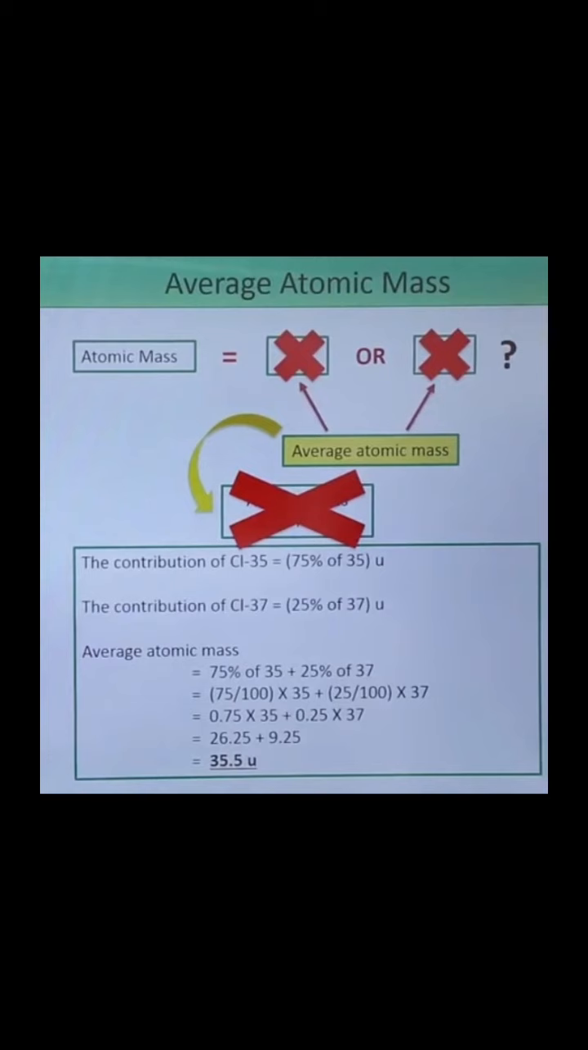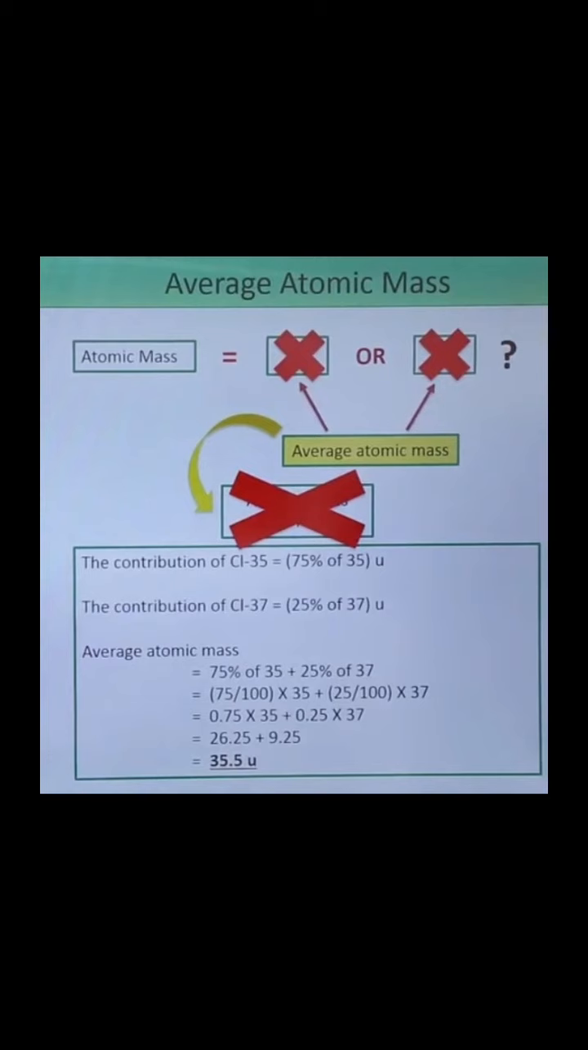In this case, we should take the average of both the masses, and that is called the average atomic mass. How do we find the average of these two masses? Usually what do we do? We add the two numbers and divide by 2. But here it's different. We have to find the contributions of both the chlorine atoms and add them up, which gives us the average atomic mass.